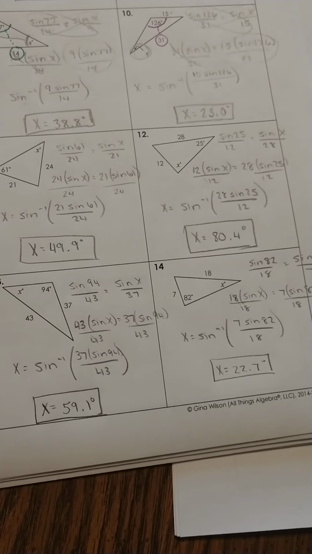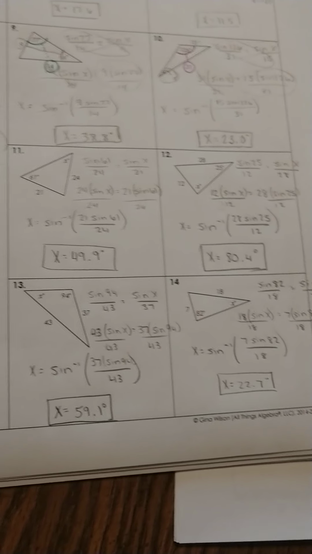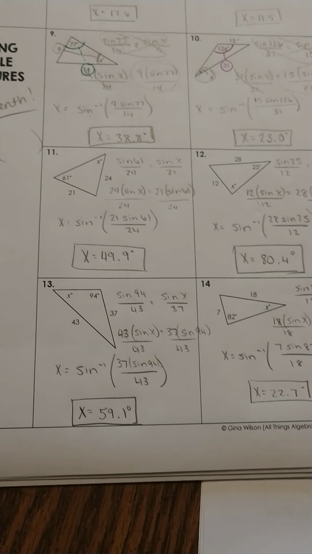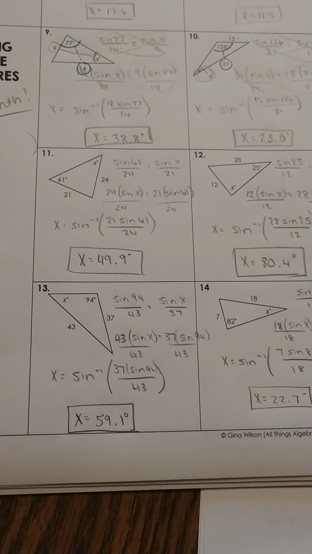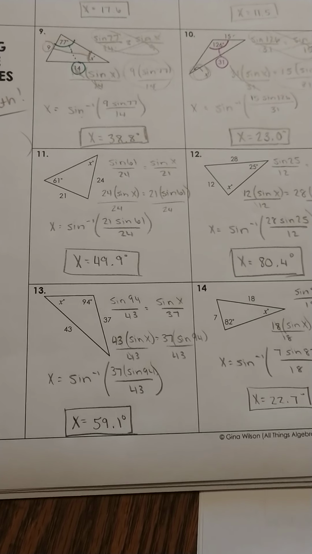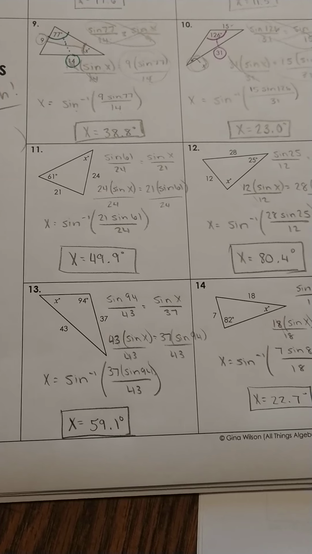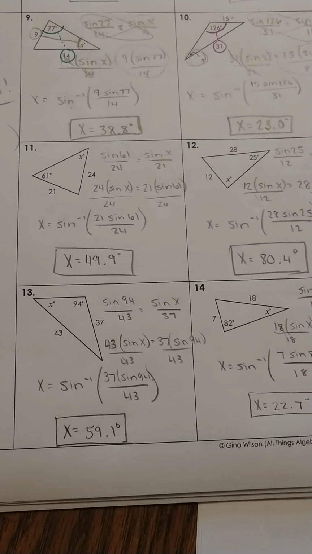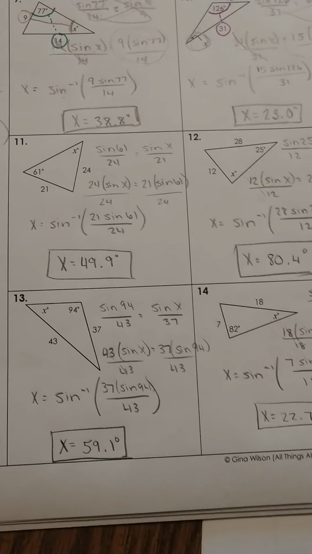The rest of these follow that same exact pattern. I'm going to do one more with you, just to give you some practice. So we will do 11. And the reason I'm only doing one more is you follow the same steps every single time, guys. You're going to set it up, cross multiply. If you're finding an angle, you're going to do inverse sine. If you're finding a side, you're just going to cross multiply and go.